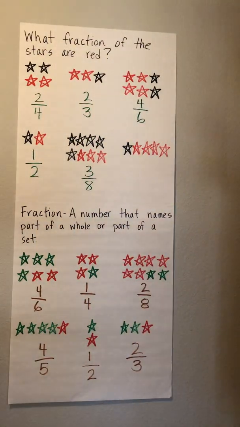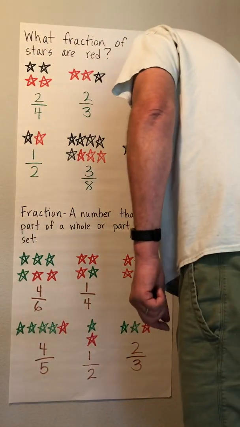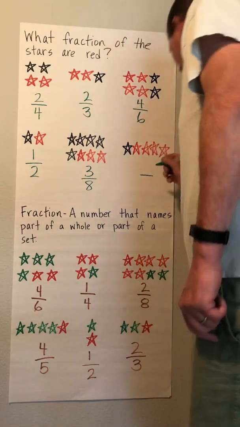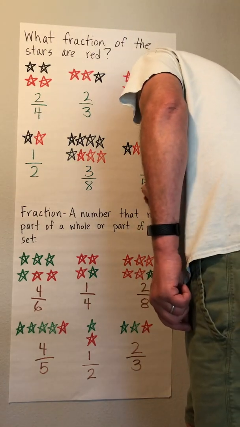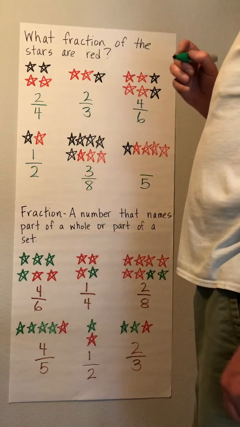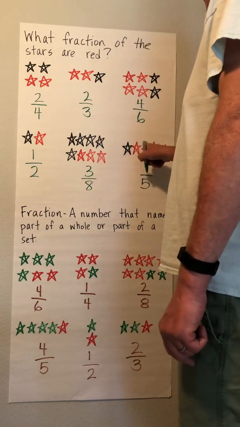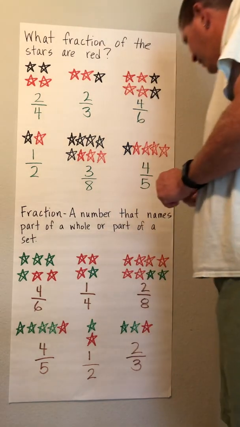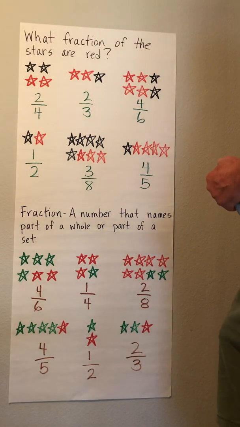Now, moving on to our last problem for today. How many stars do we have all together? 1, 2, 3, 4, 5. So we're dealing with fifths. How many of the stars are red? 1, 2, 3, 4. So 4/5 of the stars are red.